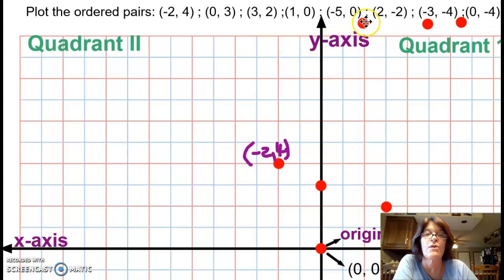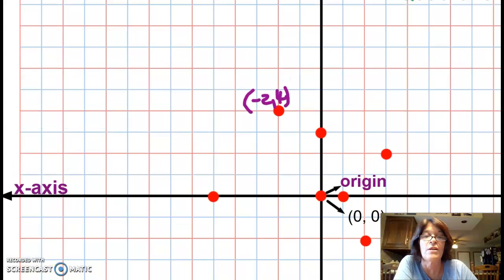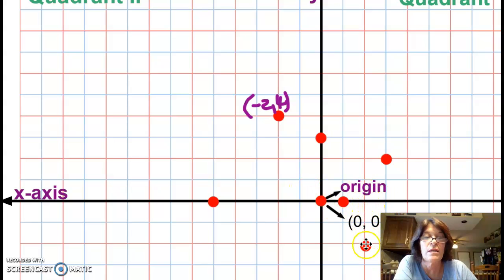The point (1, 0), the x coordinate is 1, so I move to the right 1, but the y coordinate is 0, so I don't move up any. (-5, 0), I move to the left 5, 1, 2, 3, 4, 5, and I don't go up any. When the y coordinate is 0, notice you land right on the x-axis. (2, -2), I'm going to go in the positive direction 2 and the negative direction 2. So I'll be down here in the 4th quadrant. Okay, (2, -2) is right here in the 4th quadrant.